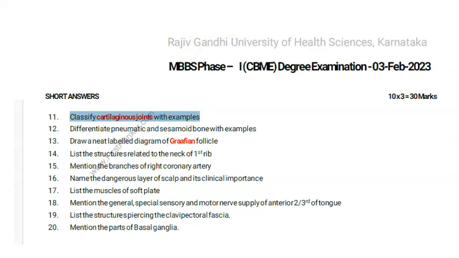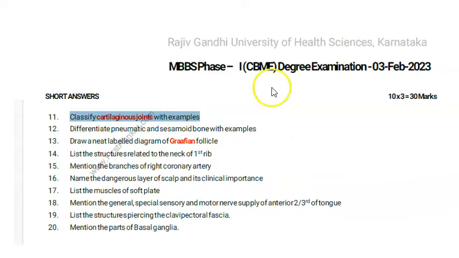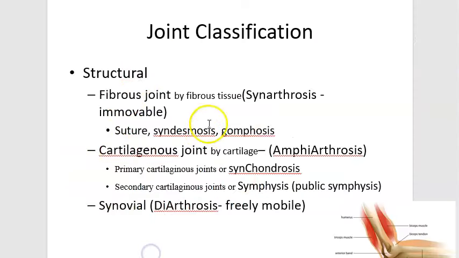The next question is classify cartilaginous joints with examples. Cartilaginous joints means the fevicol is what? Fevicol is cartilage. Very good. So under cartilaginous joints, you have two types: the primary cartilaginous joints and the secondary cartilaginous joints. So easy, right?